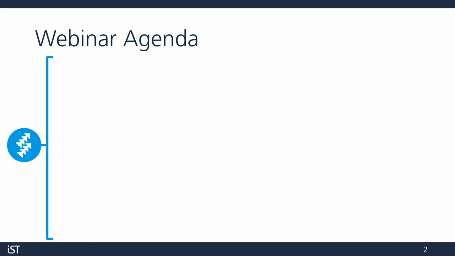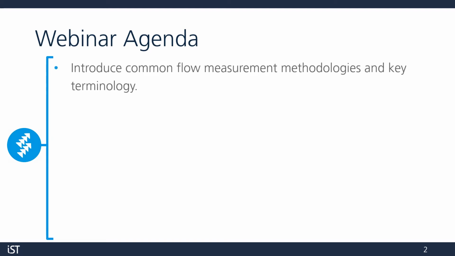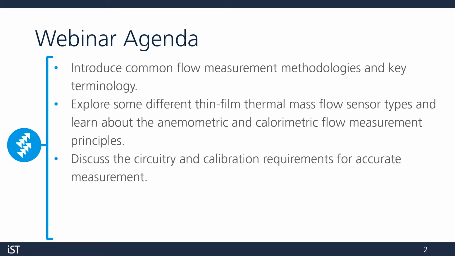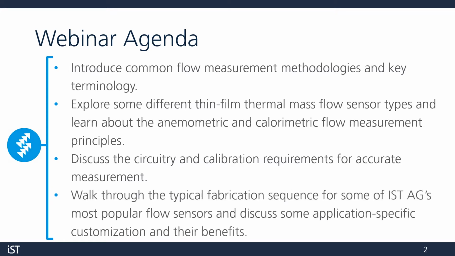Here's a quick overview of what we'll cover in the presentation. We'll start with some flow terminology. Then we'll learn about the types of thin film mass flow sensors. When we discuss how they work, we'll go in depth, exploring the anemometric and calorimetric flow principles. Then we'll take a look at a typical flow sensing circuit. We'll wrap up the flow presentation with a trip to IST AG's cleanroom, where we'll walk through the fabrication of an FS7, one of our most popular flow sensors.